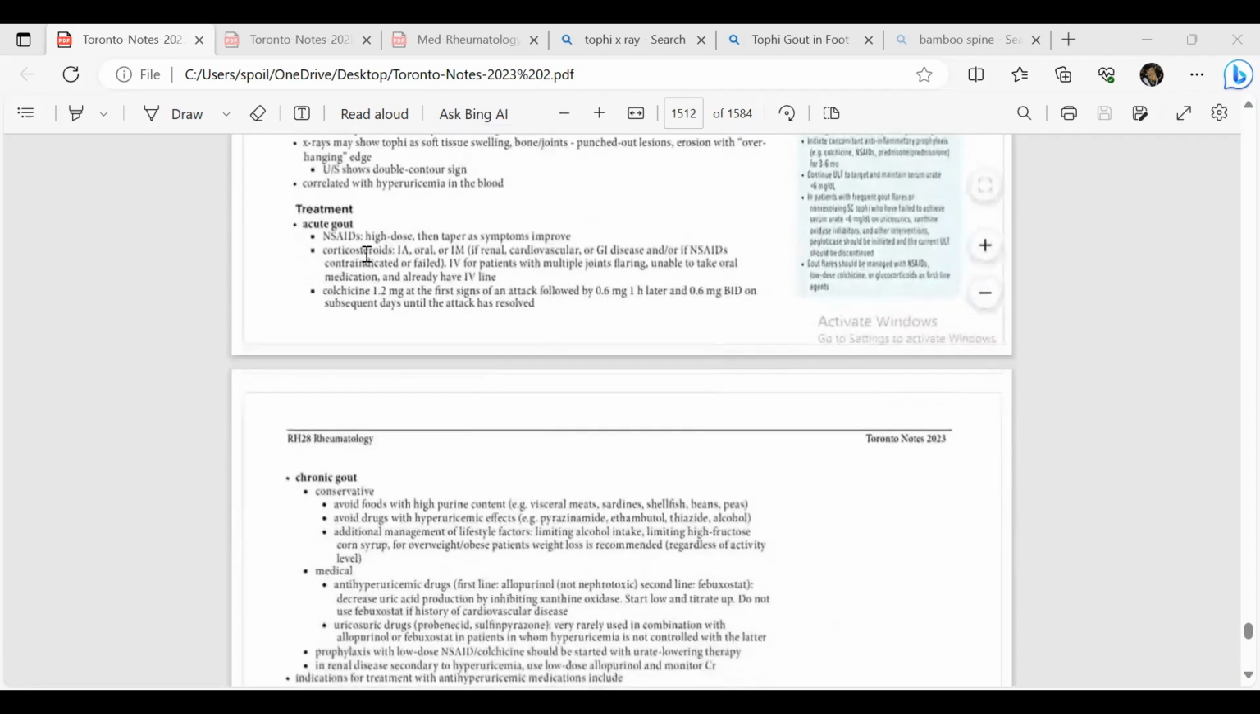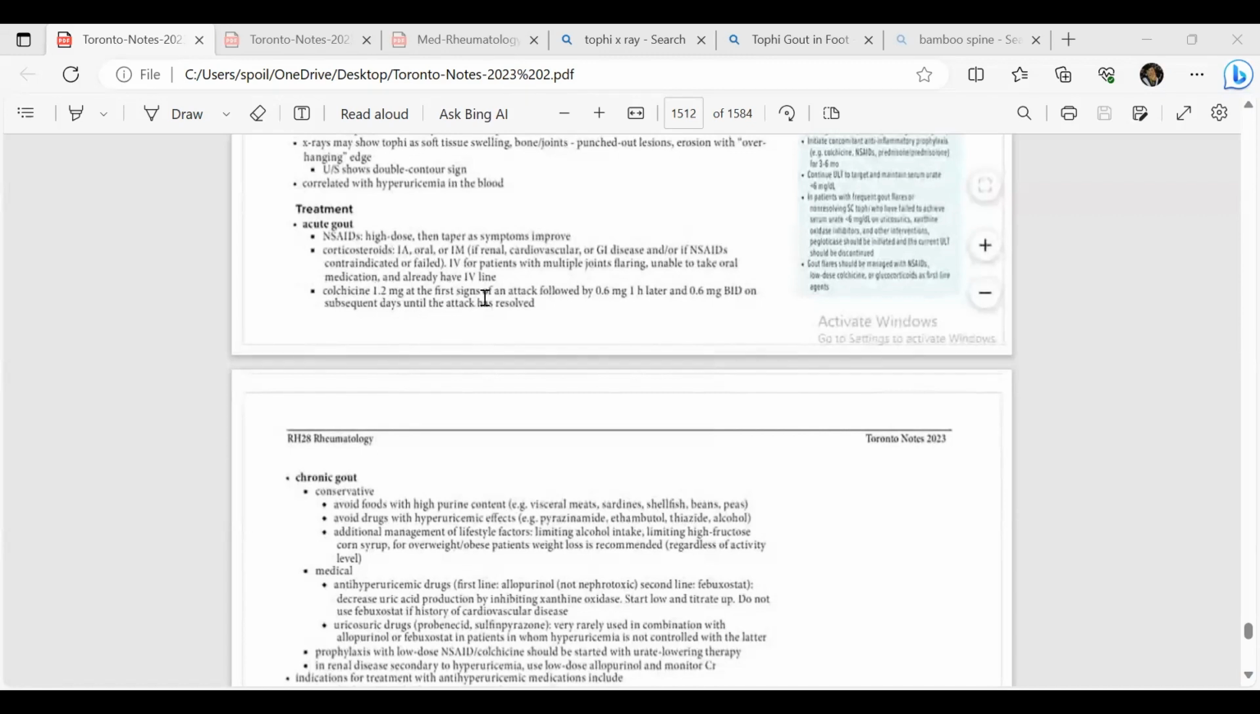And the treatment is NSAIDs, usually high dose, and then taper as symptoms improve. Again, corticosteroids if renal, cardiovascular, or GI disease, and/or if NSAIDs are contraindicated or failed. If NSAIDs are contraindicated or they are not responding, or the patient has any renal, cardiovascular, or GI disease, then we give corticosteroids. Otherwise, NSAIDs initially high dose, and then we will taper it down.